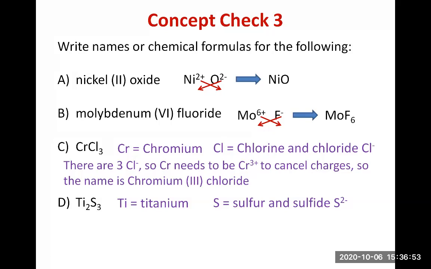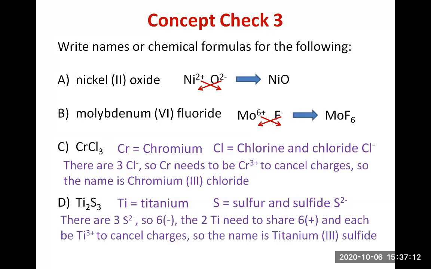There are 3 sulfides. So 3 times 2 negative charges each. That's 6 negative charges in this compound. So the 2 titanium will have to carry 6 positive charges. And because there are 2 titanium, you divide the 6 positive charges by 2. And so each titanium will need to be 3+, so that we can cancel all charges. So if it's titanium 3+, then the name is titanium(III) sulfide.